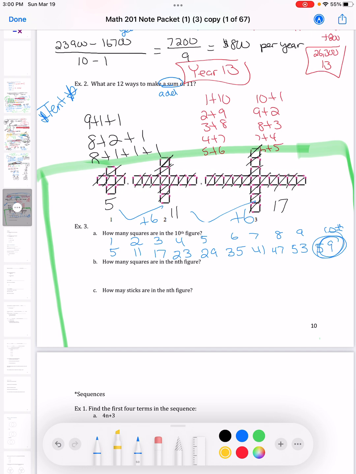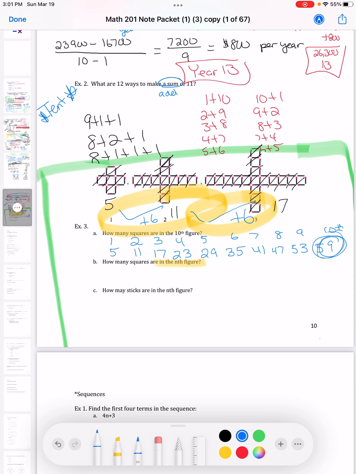Now I'm going to use this 6 down below in the next part. It asks for the nth figure. That does not mean 9th or 19th or 90th. It means my answer is going to have a variable in it. It's going to have n in it. So my answer is going to look like an algebraic expression.